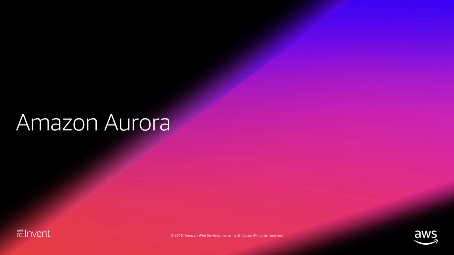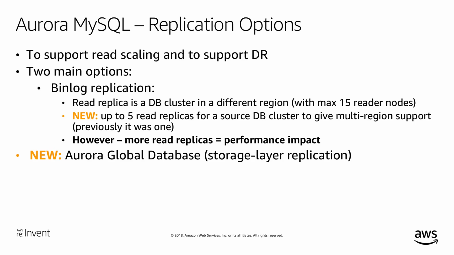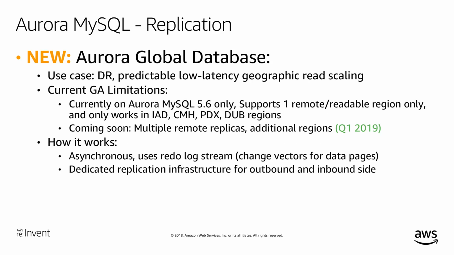So let me start out with Amazon Aurora. One of the things that we're offering now with Amazon Aurora is Global Database. Traditionally, database replication has been via some type of log replication between database instances. What Aurora Global Database is going to be able to do is replicate between AWS regions, so globally, providing storage layer replication. The use case is going to be for disaster recoverability and predictable low latency geographic read scaling. So again, between regions, not just between AZs.